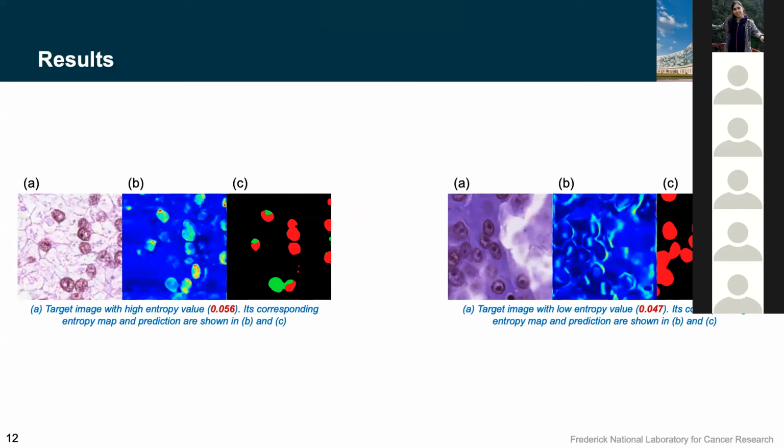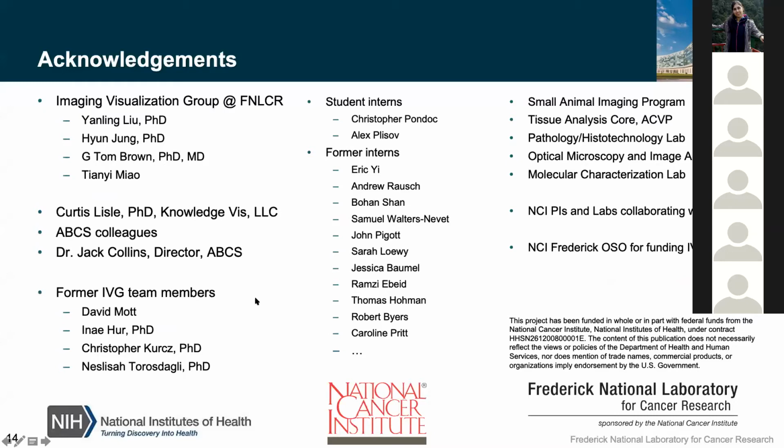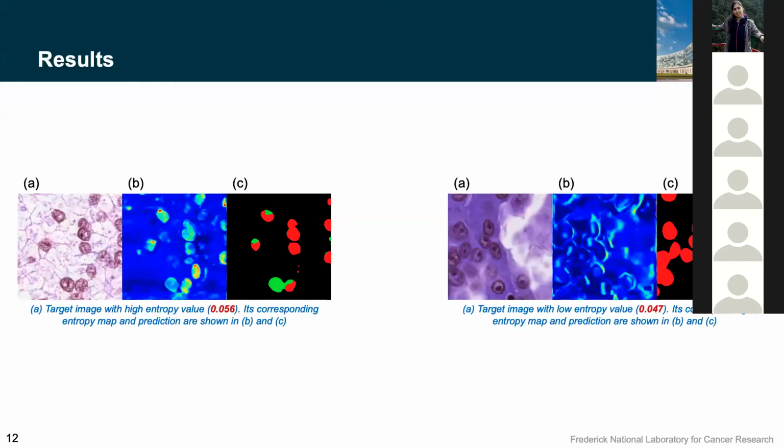And here are the results. In the previous slide, I mentioned we tried to minimize the entropy of the target images. On the left side of the figure, A shows the testing images, B is the corresponding entropy map, and C is the corresponding prediction. As you can see, the left images have high entropy values, and their prediction, as you can see in C on the left side of the figure, is noisy. Within one instance, different classes coexist, which is an obvious sign of a noisy prediction.